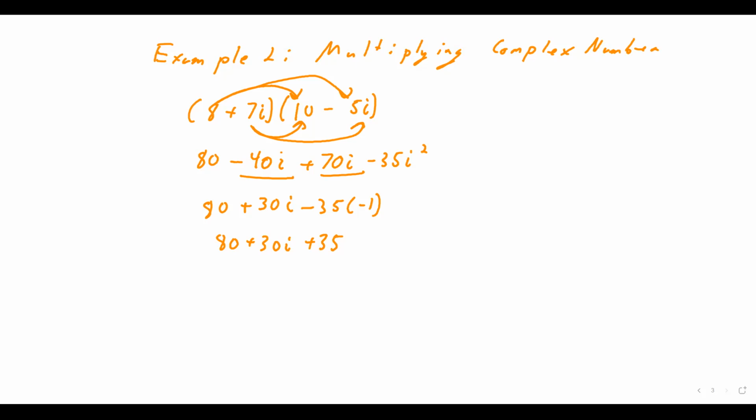What can I do now? So what is 80 plus 35? 115 plus 30i.